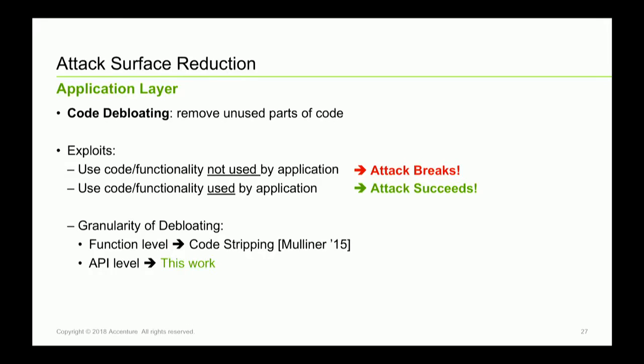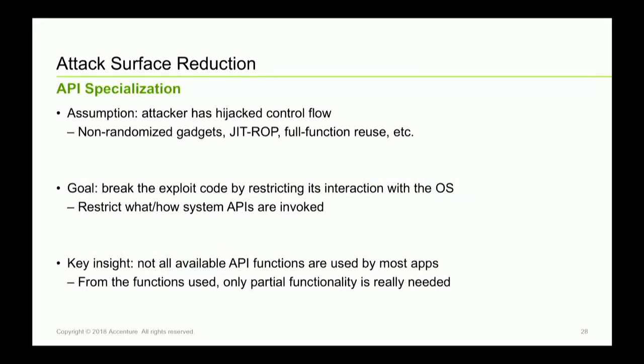Here, what we're doing is we're looking at gadgets and the way they're built. They only leverage a couple of critical functions. So these functions are still required by the application to perform, so code stripping is not going to work. So what we're doing is we enforce something at the API level. By API, I mean Win32 APIs. This is something that we call API specialization. The threat model is we assume that they have full function reuse, they can do everything, and our main goal here is to really restrict how the API will interact with the operating system.